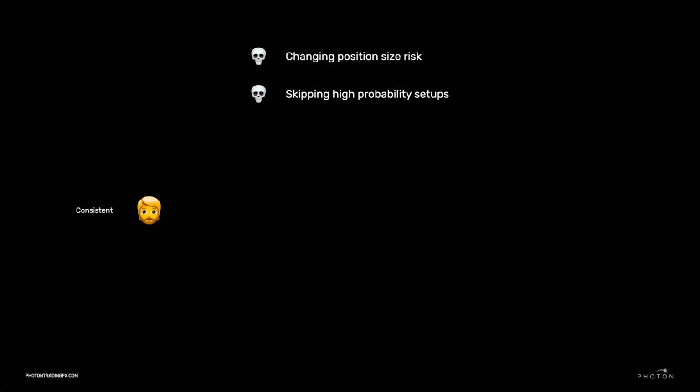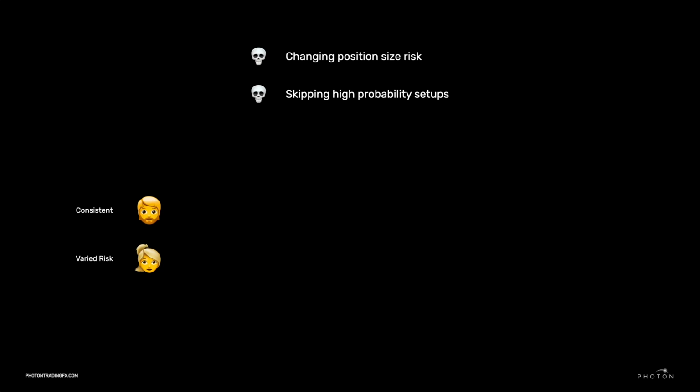So, as the majority of amateur traders do not understand and completely underestimate the true nature of random distribution, the first two of the three fatal mistakes that are very commonly made are changing position size risk on each individual trade and skipping high probability trade setups. To show the damage that this can have on your account returns, let's run through some examples with three different traders. So the first trader is Sam, and he trades consistently. He always sticks to his rules. He always follows his trade plan by always risking 1% on every single trade, and he always executes high probability trade setups that he identifies.